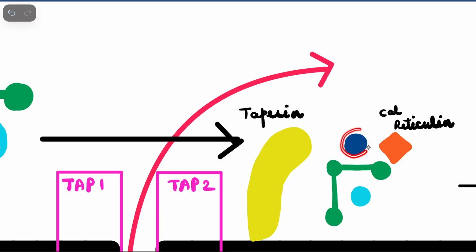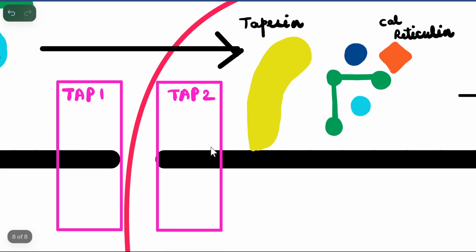This continues until ERP57 and calreticulin, another new molecule, are attached to this MHC class I so that they can provide it its accurate shape and also let it stabilize in the environment. In the meanwhile, the antigenic peptide, which had been transferred from the cytosol into the rough endoplasmic reticulum, is now to be attached in this place.